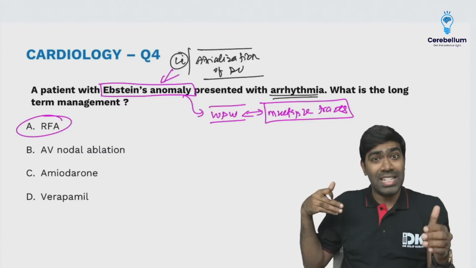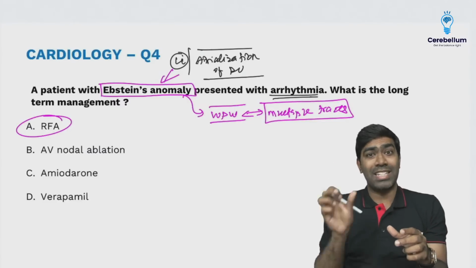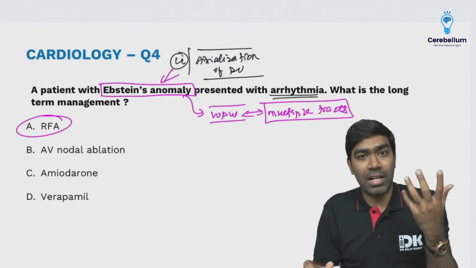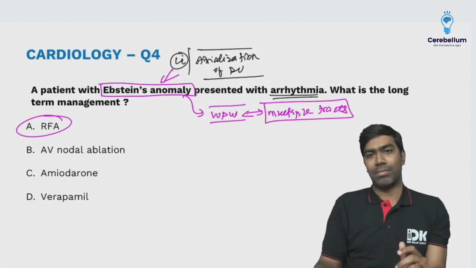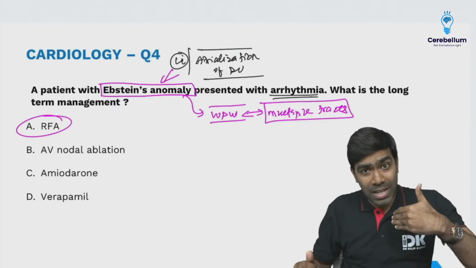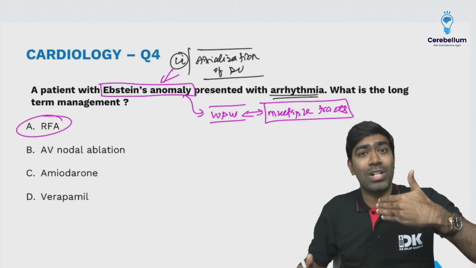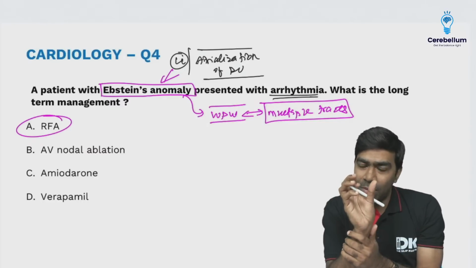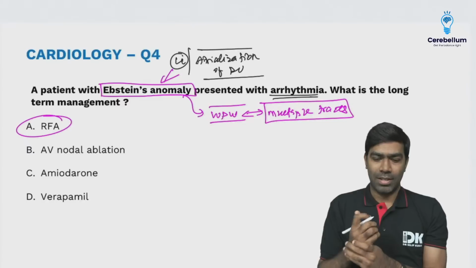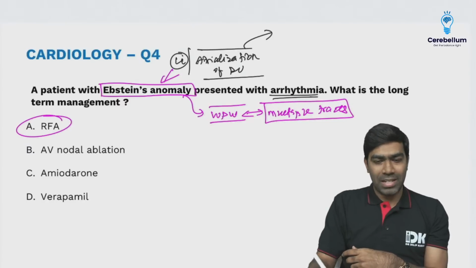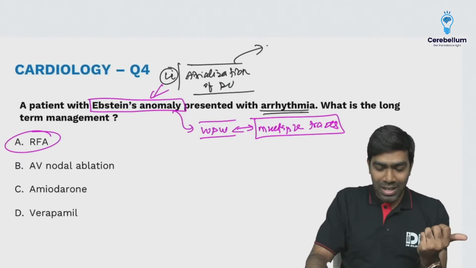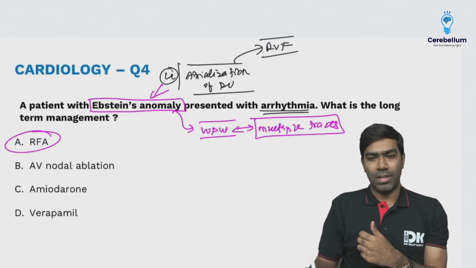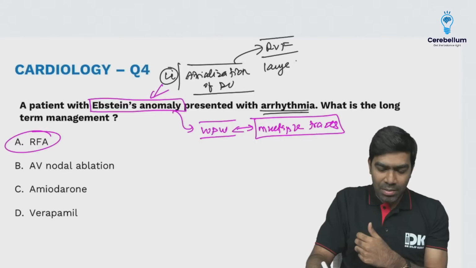That's why if they say sail-like tricuspid valve leaflet, even that is a feature suggesting Ebstein's anomaly. Because of the displacement of the tricuspid valve down towards the right ventricle, the atrium will become bigger and the right ventricle will become smaller. That is the reason why patients with Ebstein's anomaly tend to develop chronic right ventricular failure. And they'll have a large right atrium.